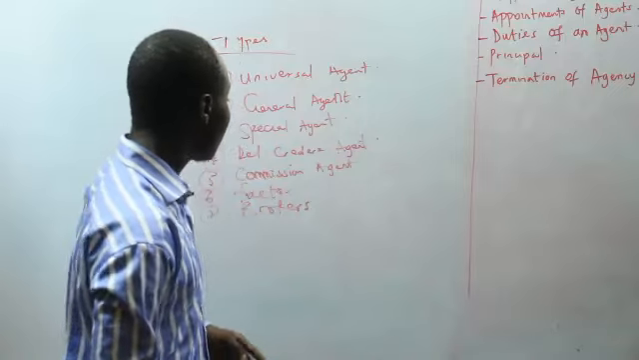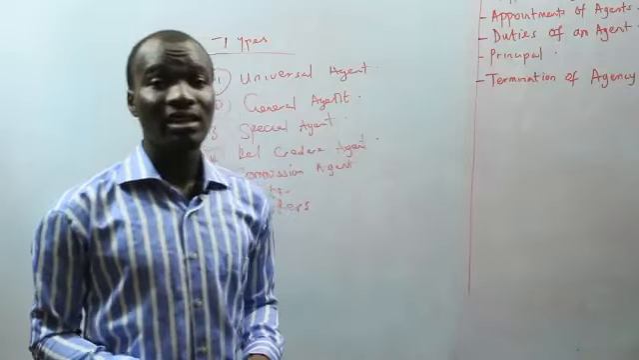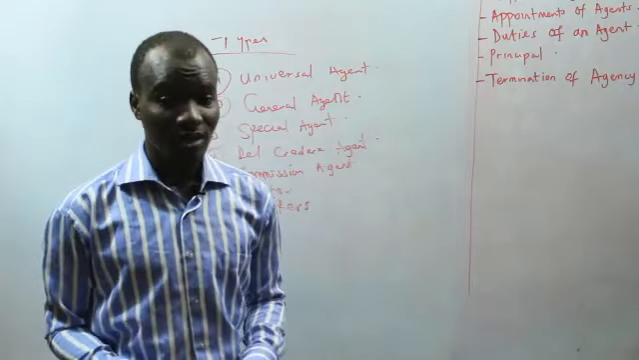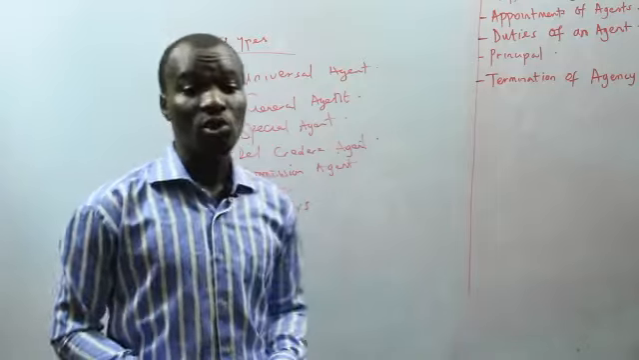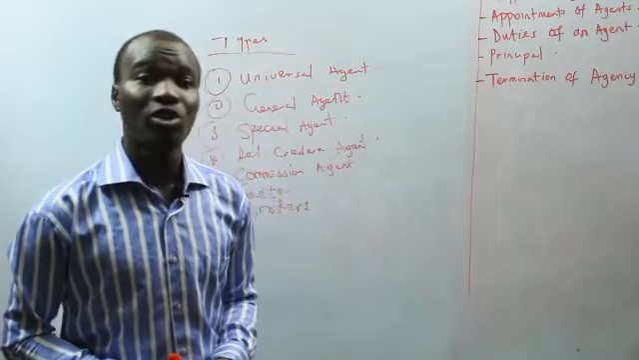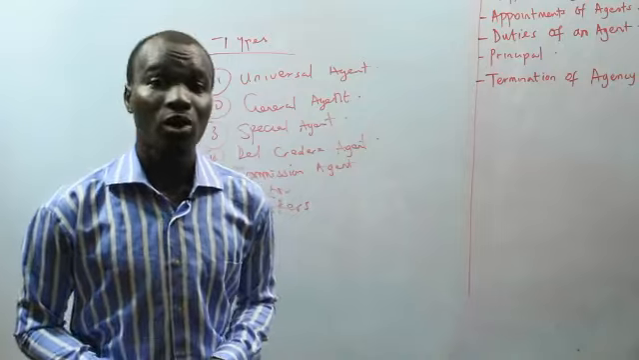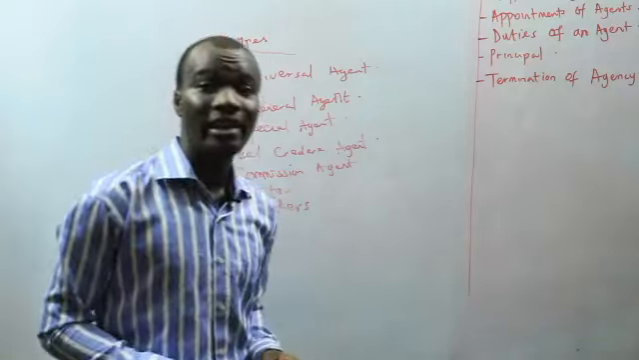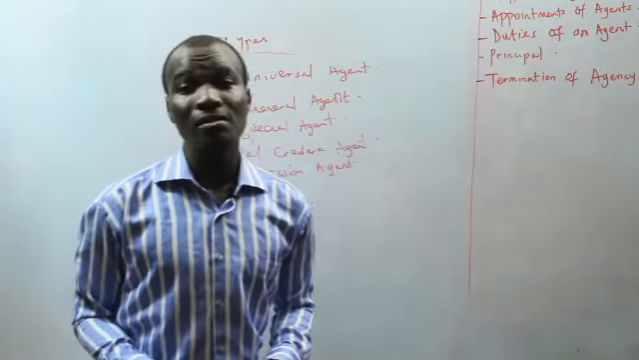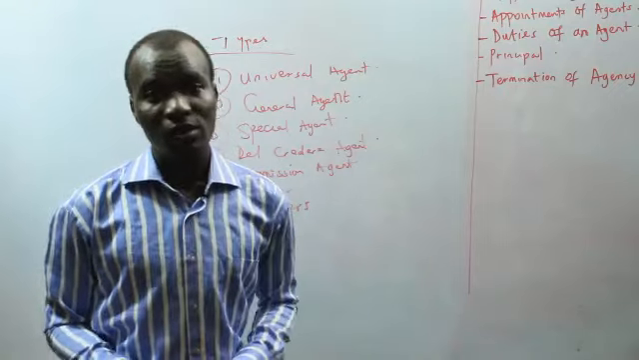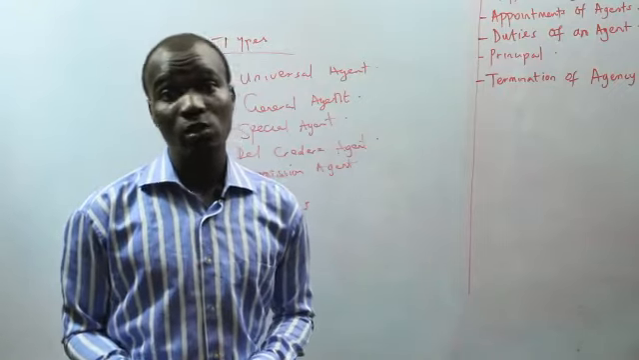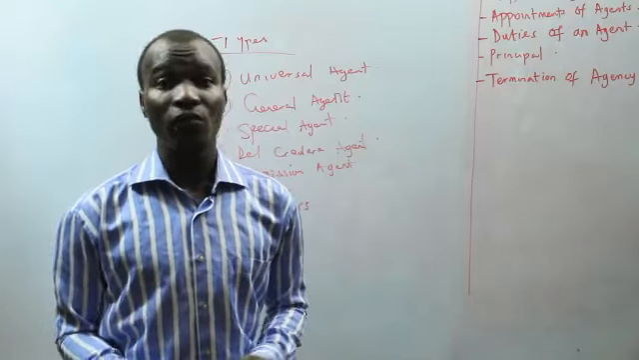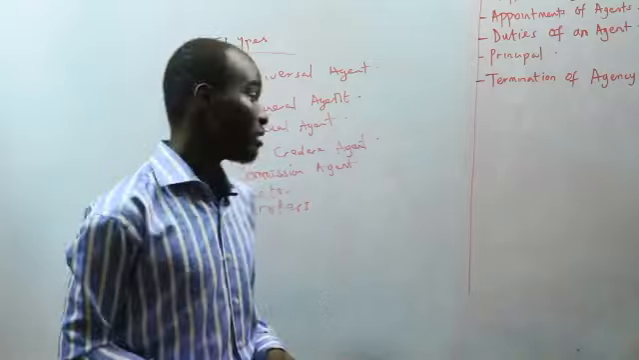Now, the next thing we have is the commission agent. This category of agent buys and sells goods on behalf of the principal for a commission. That is what we call commission agents. Next we have the factor. This is an agent that offers to sell goods sent to them by the principal. Whenever the principal sends goods to the factor, they offer to sell such goods for a commission. So that is the factor.